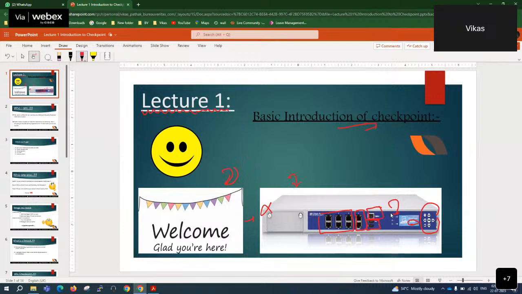Now Checkpoint has launched a new logo and a new product line. So nowadays the things are very much different. I'll be showing you those hardware models also.